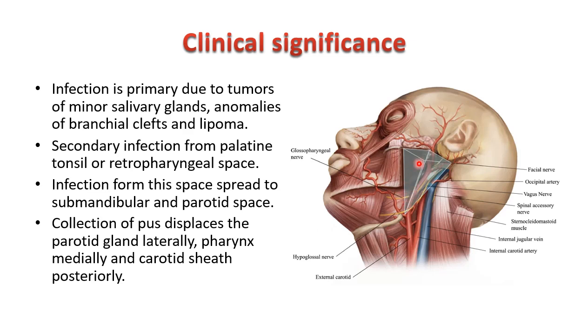The infections or pus might actually compress the pharynx medially if the pathology is proceeding medially, or sometimes it will displace the carotid sheath if the abscess is extending posteriorly. It might displace the parotid gland laterally if it is extending posterolaterally. So that is the spread of infection. Mainly this space communicates to the parotid and the submandibular space. Secondary infections from the palatine tonsil and from the retropharyngeal space can actually infect this space.